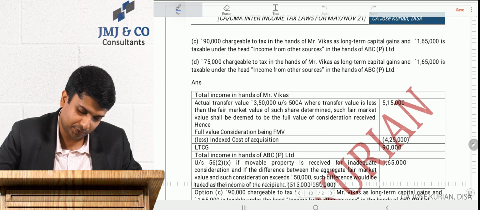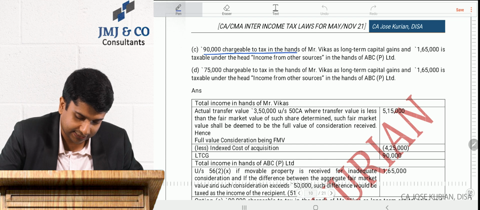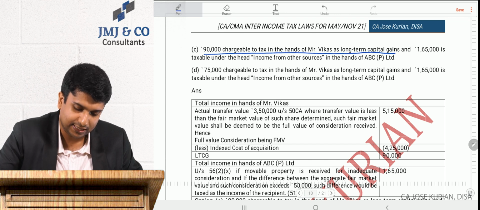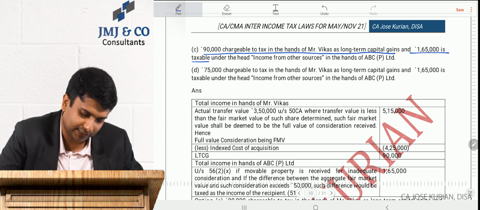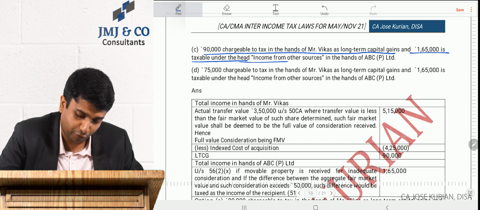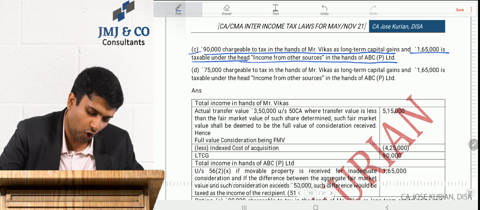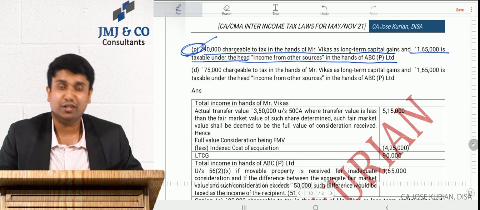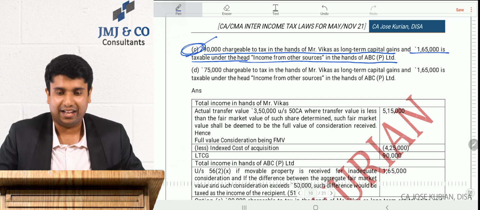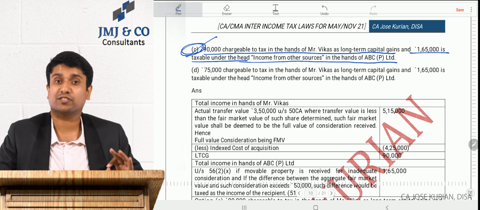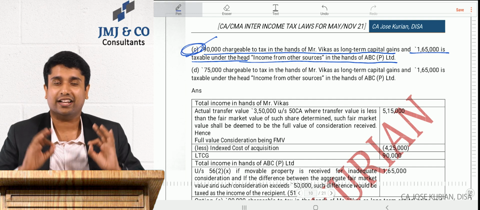Then what about the next option? 90,000 chargeable to tax in the hands of Mr. Vikas as a long-term capital gain, and 1,65,000 is taxable in the head IFOS in the hands of ABC Private Limited, and option number C is the right answer. I hope this much is clear. So all the MCQ questions are totally over.